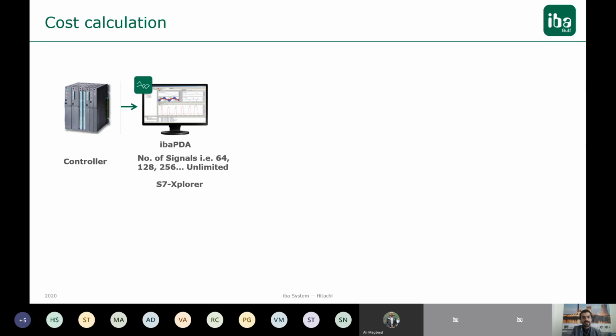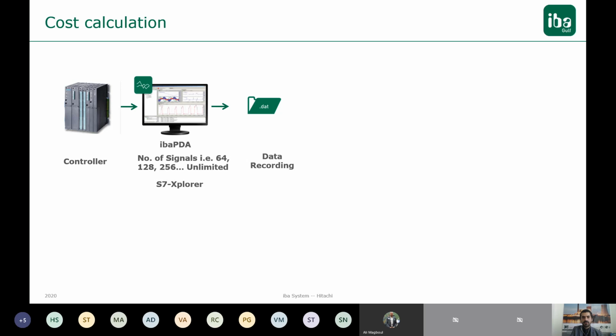So in this case, for S7 PLCs, we are using S7 Explorer. And with S7 Explorer, you can even record values from Logo PLC. So not a problem. Any Siemens controller can be connected. And one more important thing, one S7 Explorer can be connected to 16 PLCs at the same time, and you can expand it up to 16 S7 Explorer add-on licenses. So the total number of PLCs which can be connected with one single EBA PDA is 256.